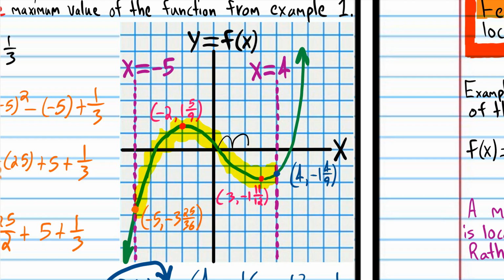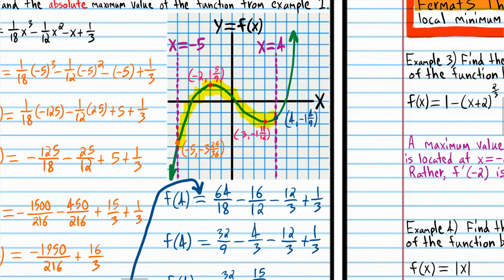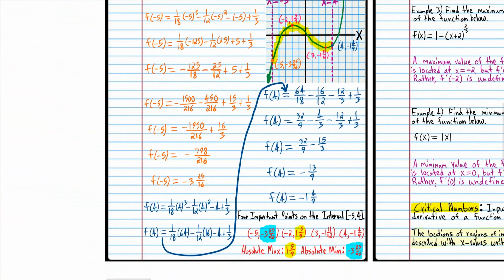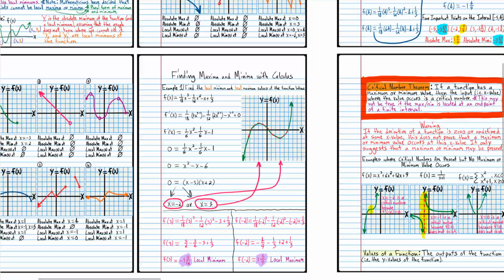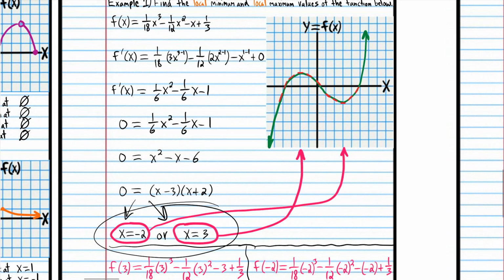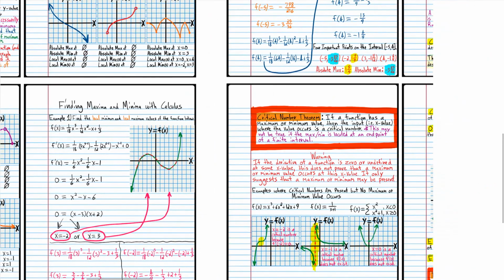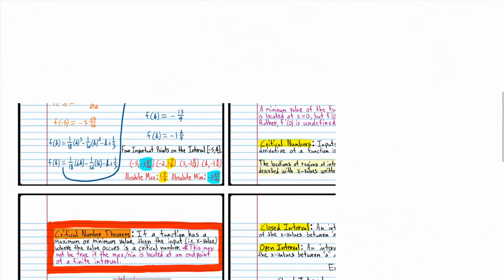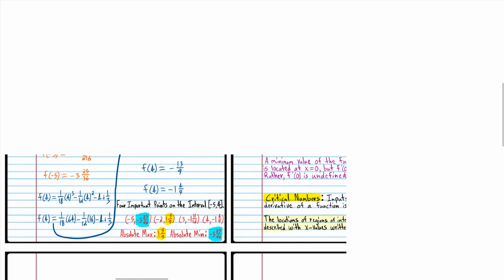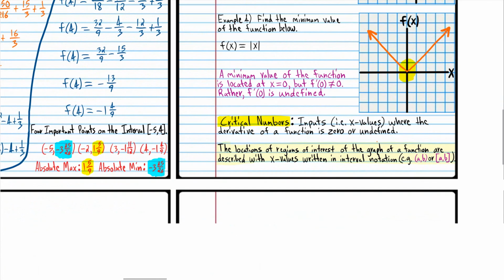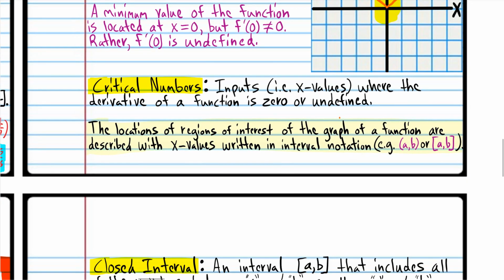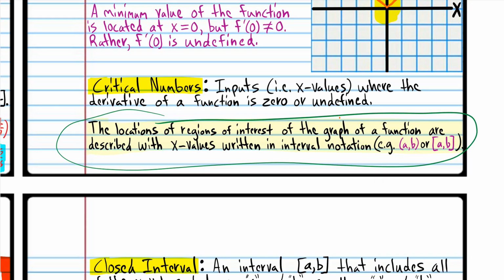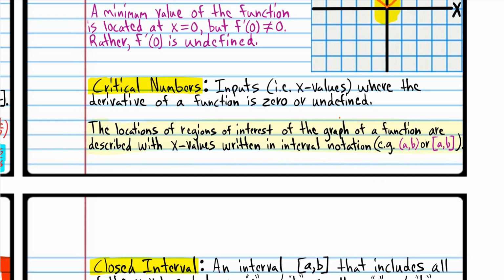Over here, when x was 3, the derivative was 0. So x equals 3 is a critical number of that function. So these numbers that we found using calculus, those are critical numbers. So again, critical numbers are x values that make the derivative undefined or equal to 0. So we're going to talk more about that as we go along here. Now, the locations of regions of interest of the graph of a function are described with x values, as we talked about previously.